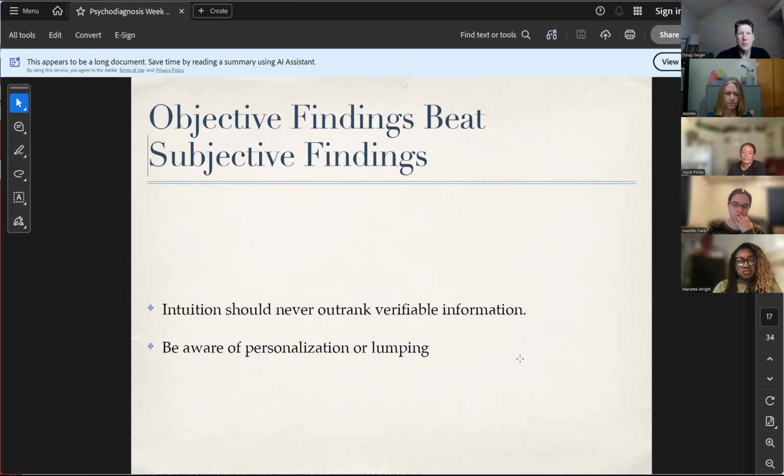Objective findings beat subjective findings. Here's the other part: that's where literature and research come in. Doing the research on what people have done before you is always so valuable, because like I said, they could come in with some kind of symptoms, thinking they know what it is, and it's not correct at all.